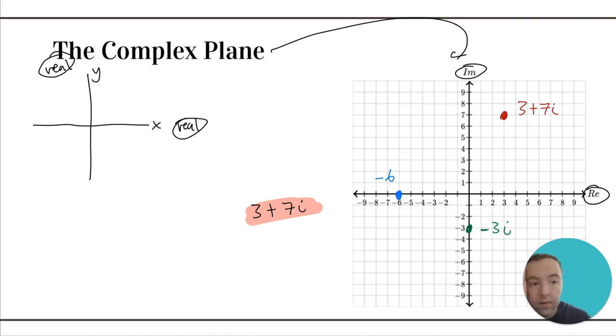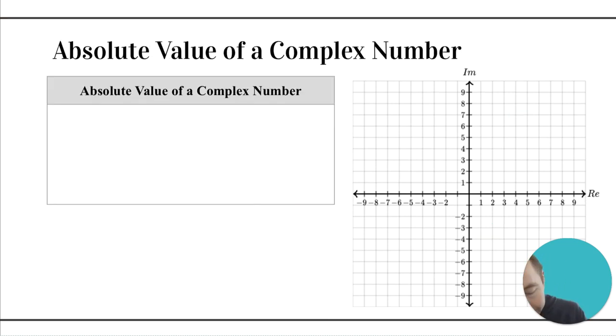So it's the same as graphing points, right? It's just like the x number, what you'd normally think of, corresponds to the real component of the number, and then the y component corresponds to the imaginary component. But ultimately, all those points that we just graphed are just numbers, right?